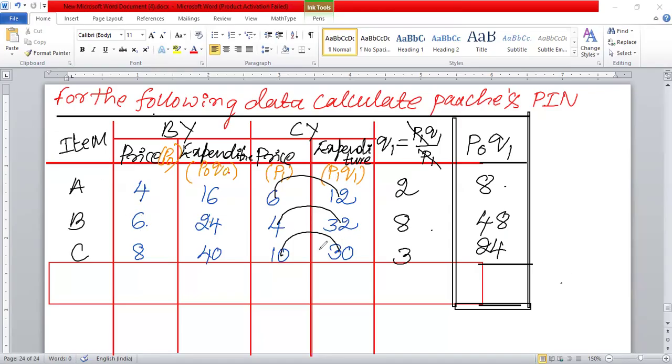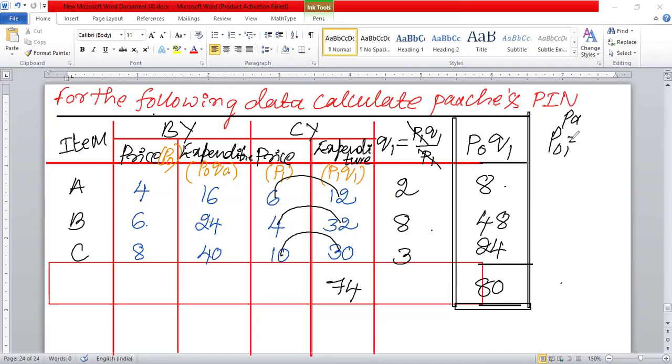So P1 Q1. So 12 plus 32 plus 30. So answer is 74. And last one. 8 plus 48 plus 24. So 80.